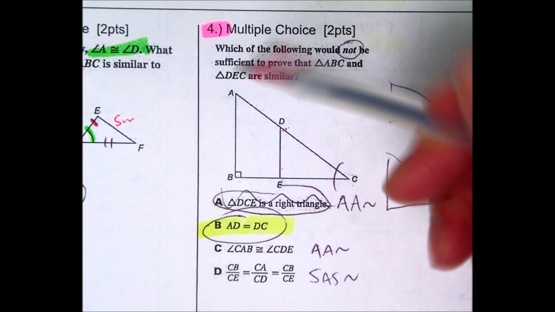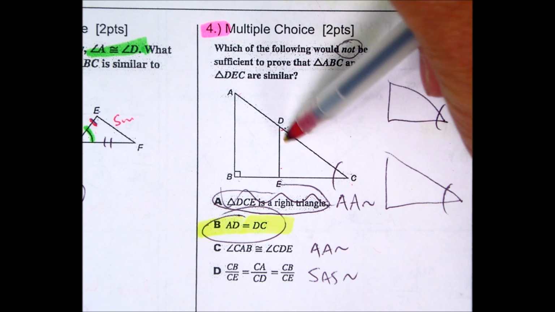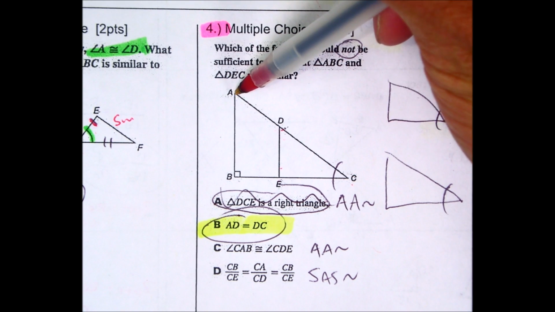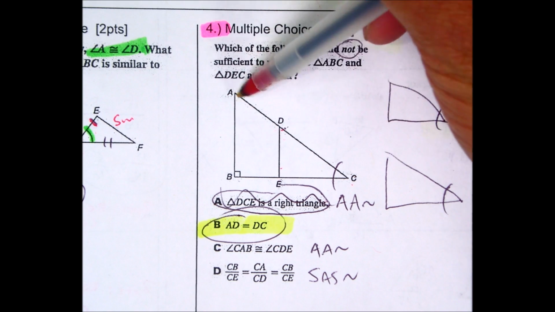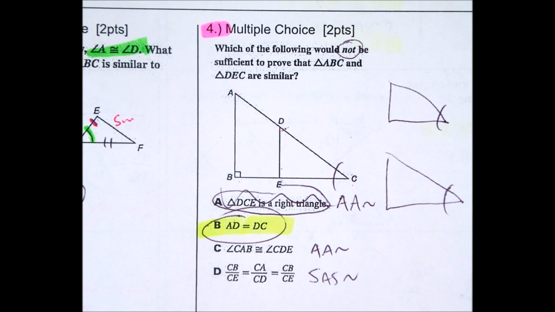If you said AD is equal to DC, okay, you're not even saying two triangles or two sides of the triangle, so this would not show that the sides are proportional. Okay, so this one is your answer.